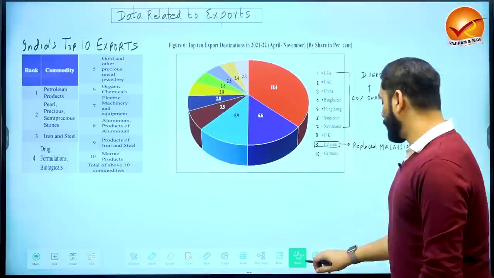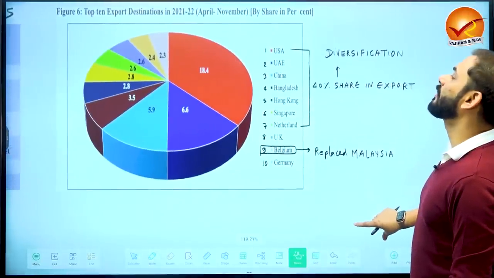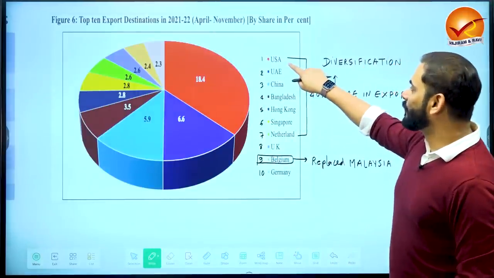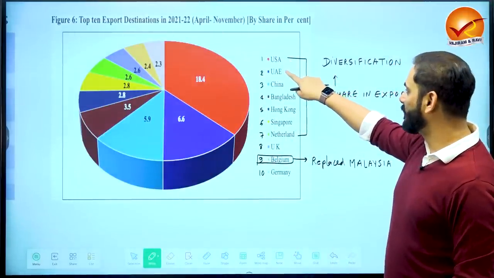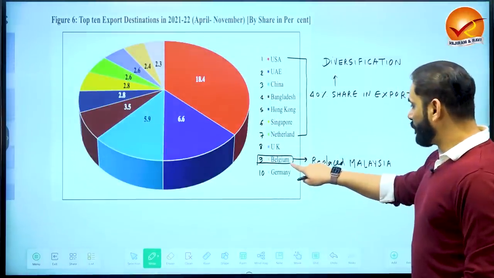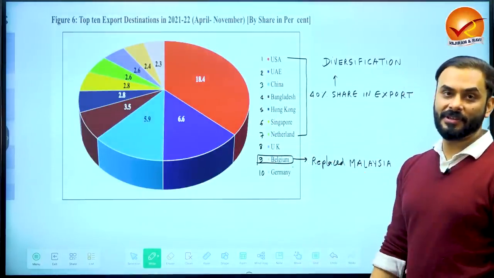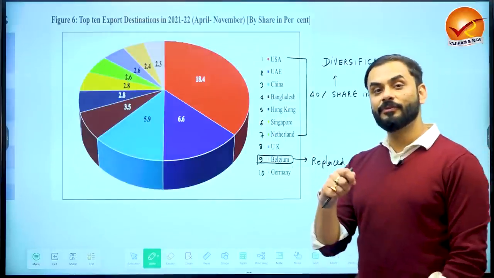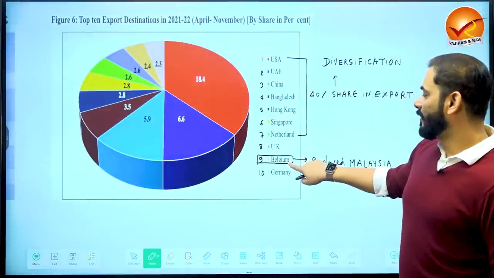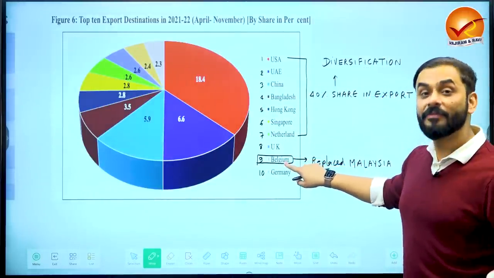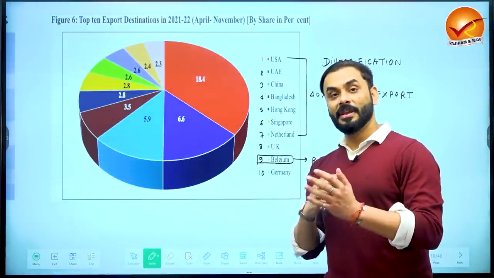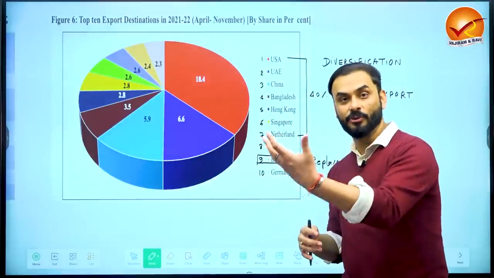Now, which are the top 10 export destinations of India? Which means, which are the countries where we export the most? Our top export destination is USA, followed by UAE, China, Bangladesh, Hong Kong, Singapore, Netherlands, UK. In place of Belgium, it was Malaysia last year. So Belgium has become one of our top export destinations by replacing Malaysia. Earlier, we used to export a lot to Malaysia. Now Belgium has taken its place, which means trade relation with Belgium has been very favorable to us because we are able to sell a lot to them.